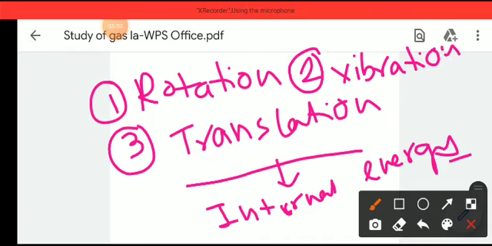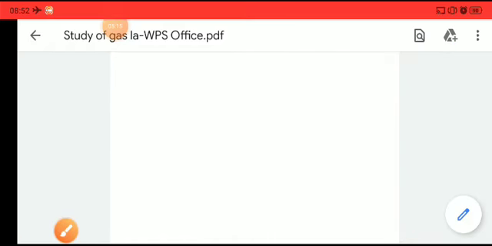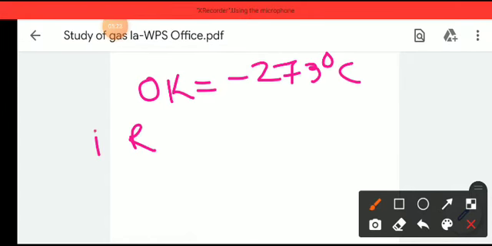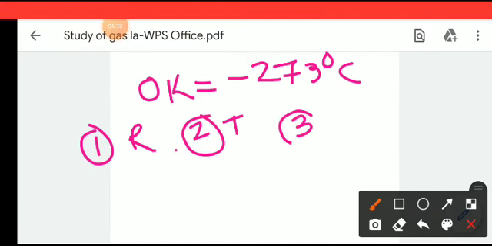Due to doing these three things, it gains some energy of its own. This energy is called internal energy. But at 0 Kelvin, that means minus 273 degrees Celsius, rotation, translation, and vibration, all these three almost cease to exist.